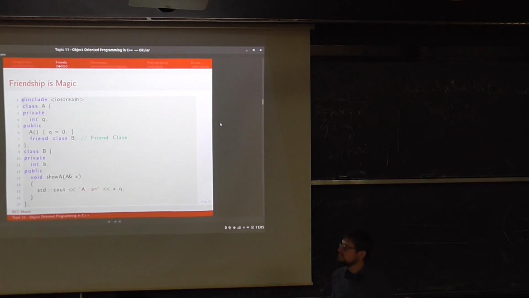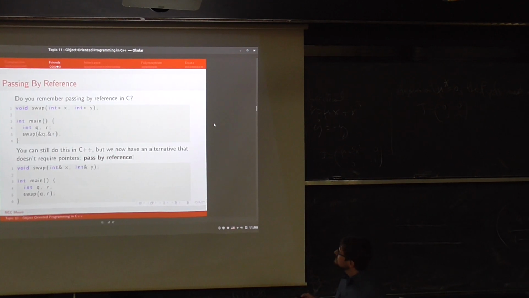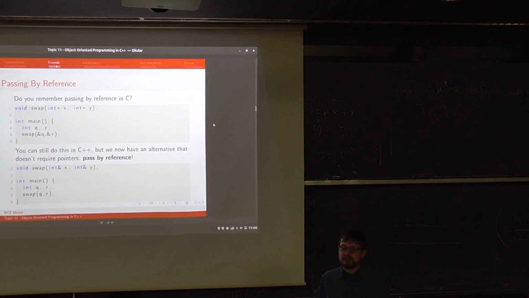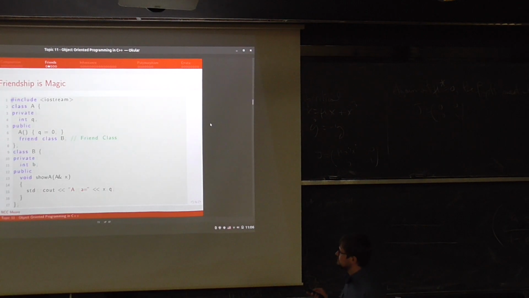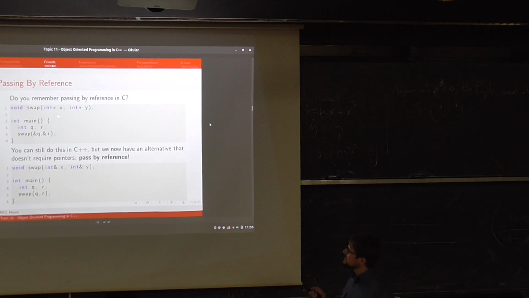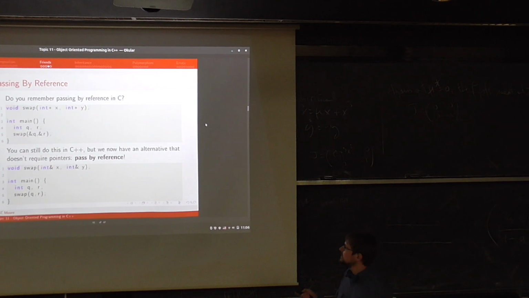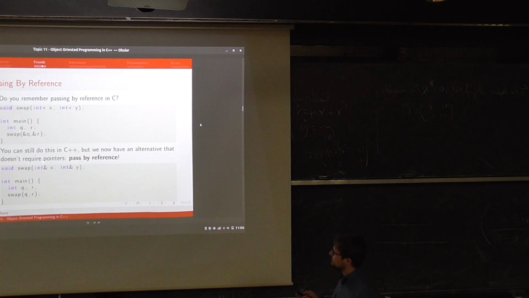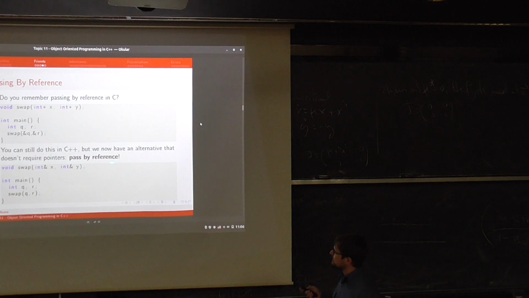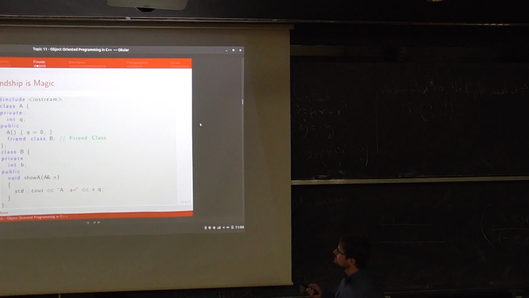What's with the A ampersand? Is that on the next slide? It's passing by reference. So this is passing by reference, which in C hopefully everybody remembers. You can still do this in C++, but now we have an alternative that doesn't require pointers. So this is pass by reference.